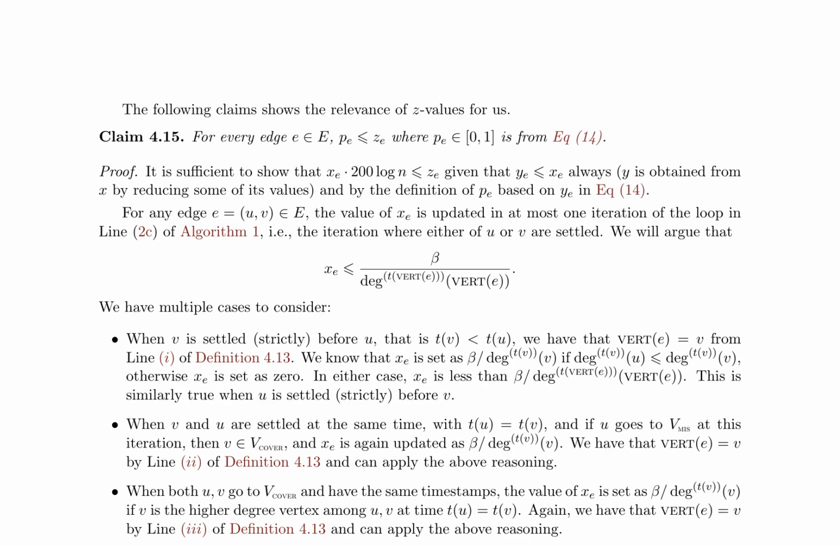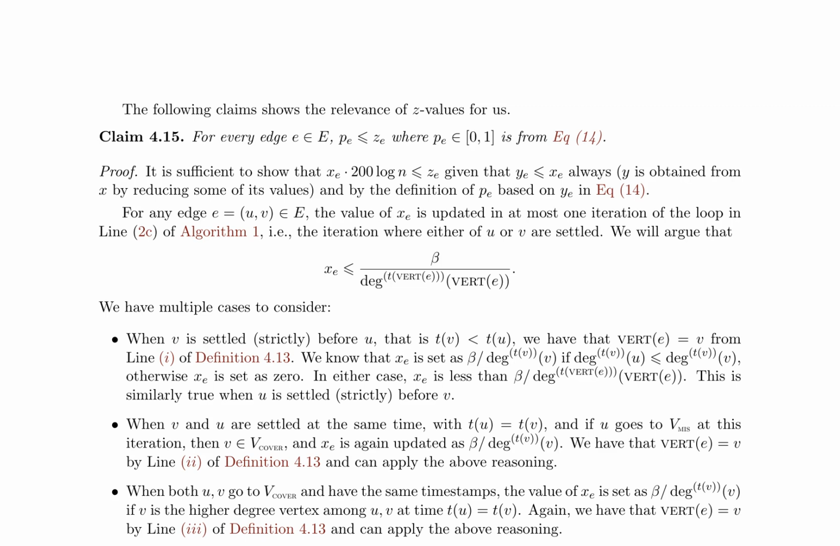In the context of edge sampling for a dynamic streaming algorithm, z-values play a crucial role. Claim 4.15 states that for every edge e in the graph, the probability of sampling this edge, denoted as p_e, is less than or equal to the z-value associated with it. The proof of this claim involves considering different cases based on how vertices are settled and their timestamps. This claim is significant because it allows for efficient edge sampling by using z-values instead of actual probabilities.